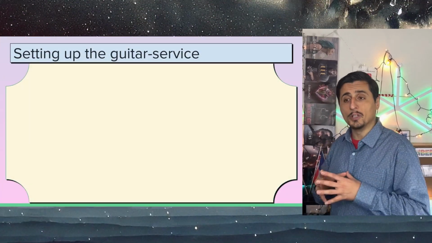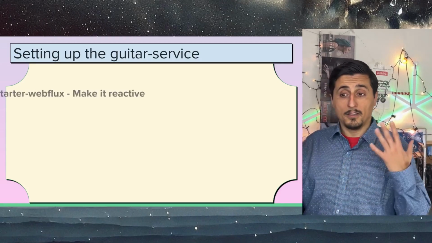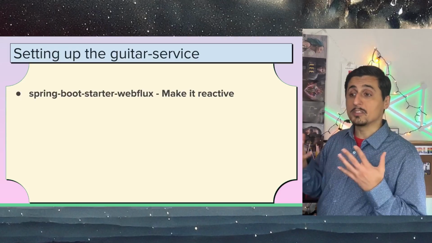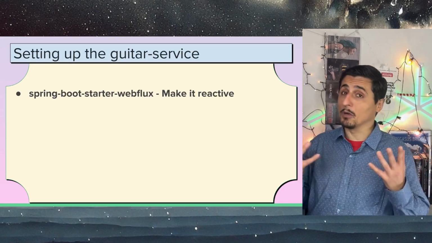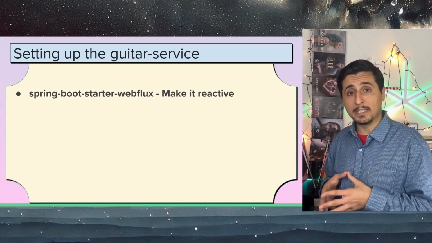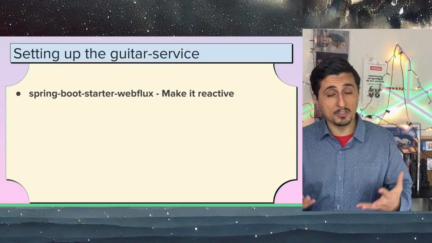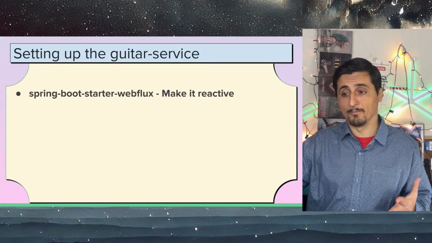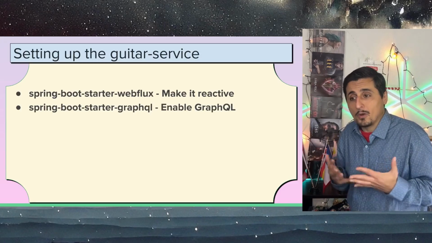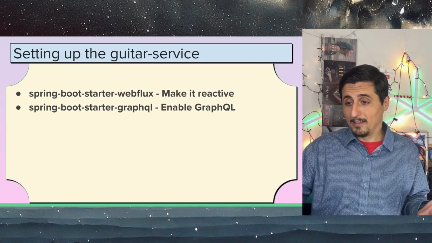To start out, we need to set up our guitar service with the right libraries. The first library that we can use is the Spring Boot Starter WebFlux, because it makes our application reactive. And if we want to use Kotlin coroutines, this is what we need. It comes with Netty, which allows us to use features that are important to make our application reactive. We also need, of course, the Spring Boot Starter GraphQL. Surely without it, we cannot enable GraphQL.